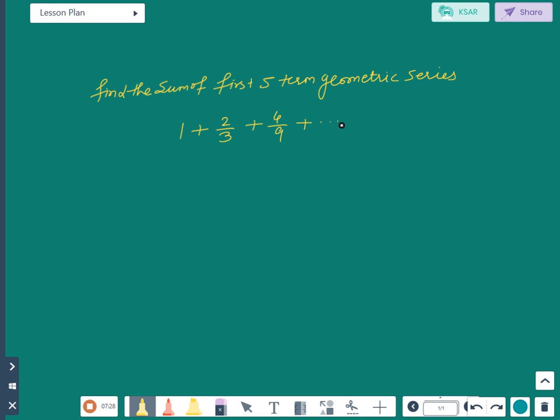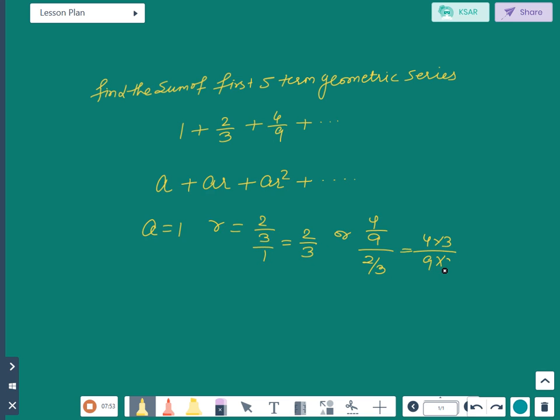Is it given? Right? Now according to the series, compared to the series, the A is 1 and the common ratio is 2 by 3 divided by 1, and then you are getting 2 by 3, or the 4 by 9 divided by 2 by 3, then you are getting 4 into 3 divided by 9 into 2. After simplification, again you are getting 2 by 3, that is the common ratio.